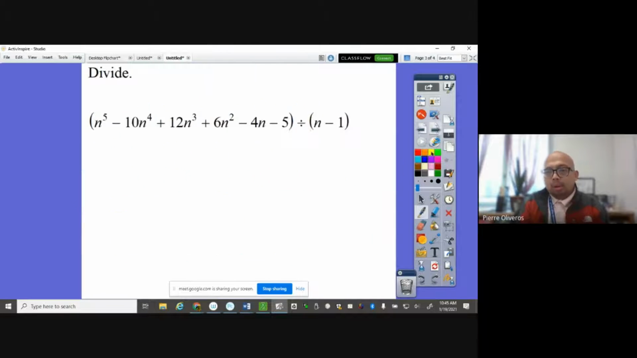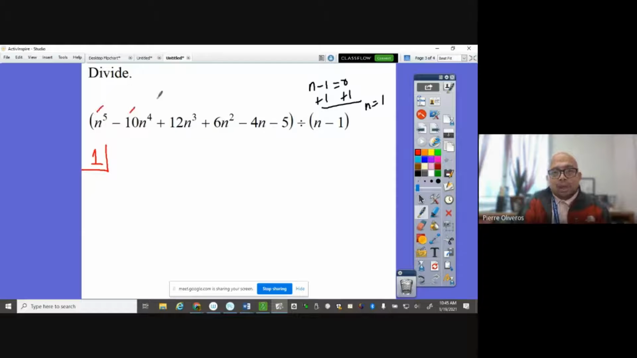Okay, one more. Dividing n to the fifth minus 10n to the fourth plus 12n cubed plus 6n squared minus 4n minus 5 divided by n minus 1. Again, we're going to find the value of n that will make this equal to 0. n minus 1 is equal to 0. Add 1 to both sides. That gives us n equals 1. So that means our number in the box or in the house will be 1.